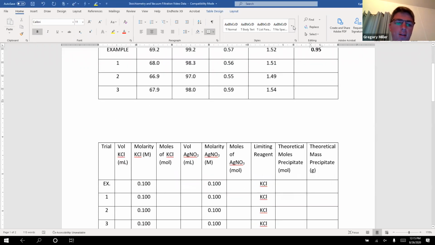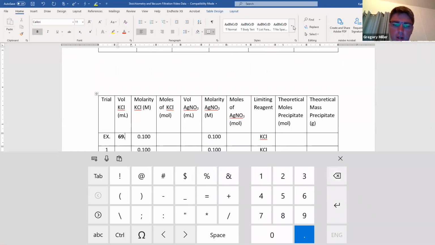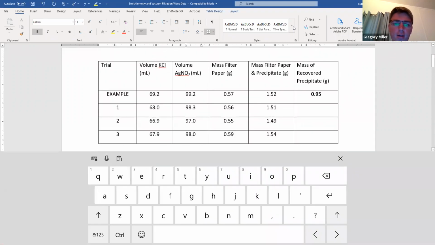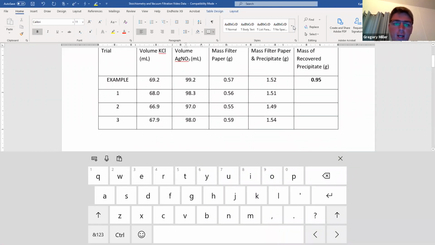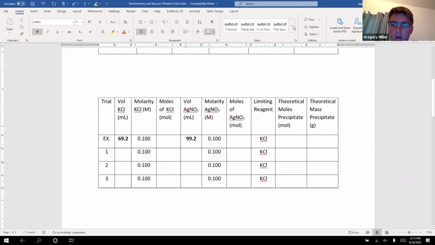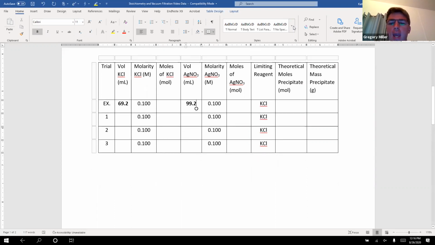So the volume of KCl is 69.2. The volume of AgNO3 is 99.2. There we go. The molarities on the bottle were both 0.100. That was given. It was what was on the bottle. And this experiment is specifically set up so that KCl is the limiting reagent. I'll talk about how we can see that in just a minute.